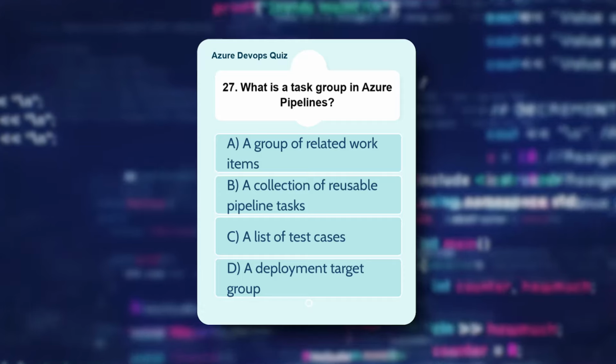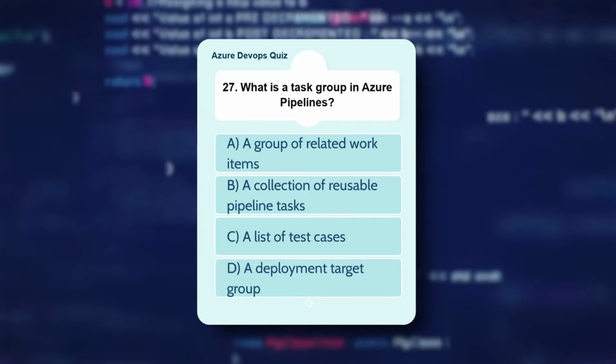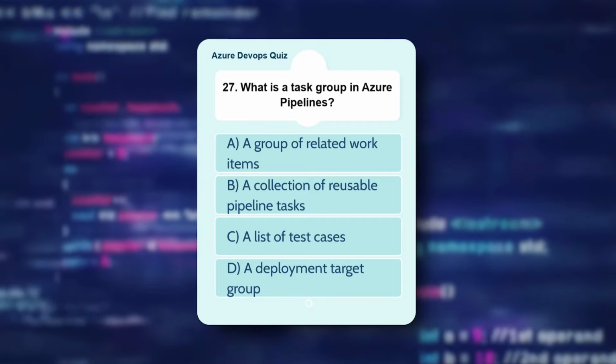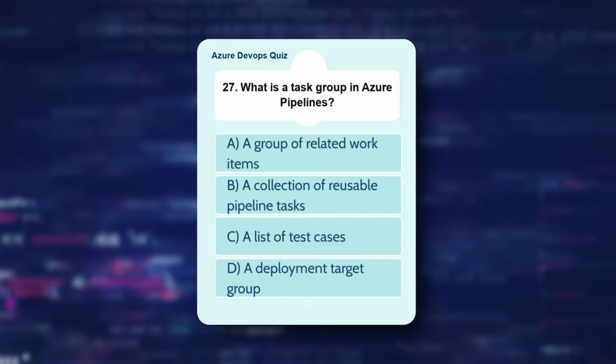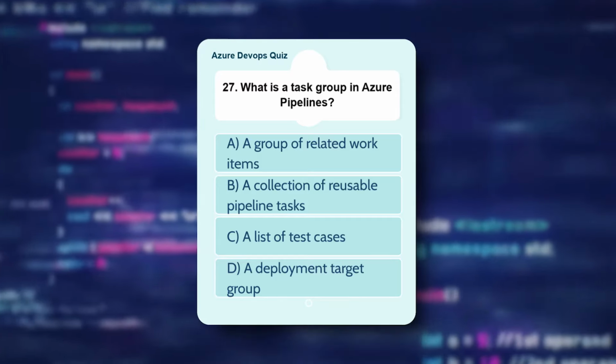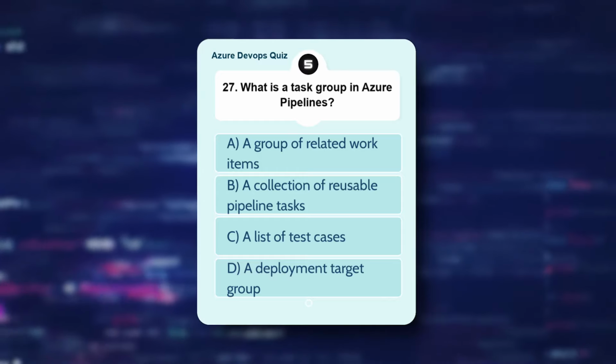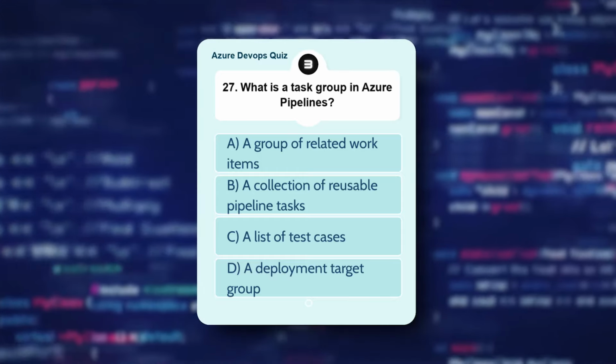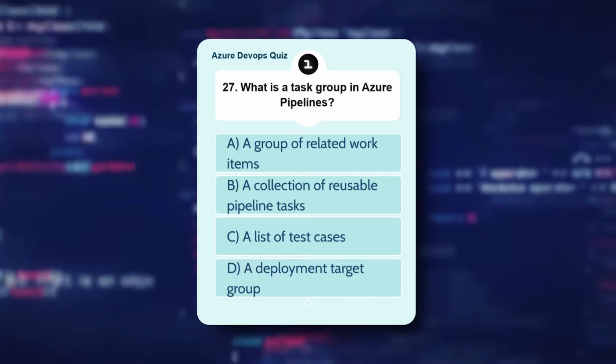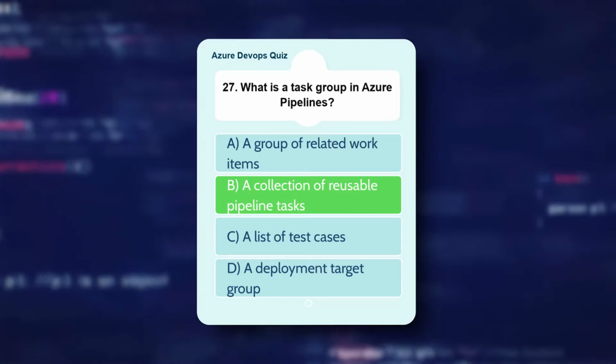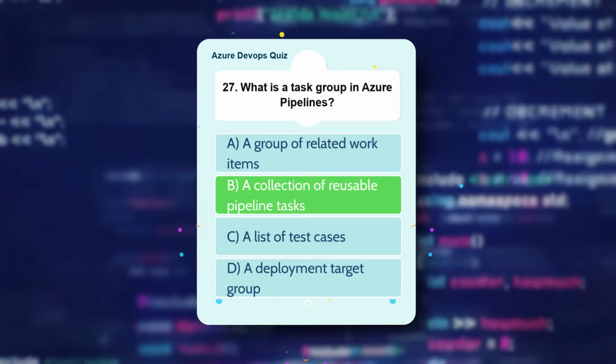27. What is a task group in Azure Pipelines? A. A group of related work items. B. A collection of reusable pipeline tasks. C. A list of test cases. D. A deployment target group. Answer: B. A collection of reusable pipeline tasks.